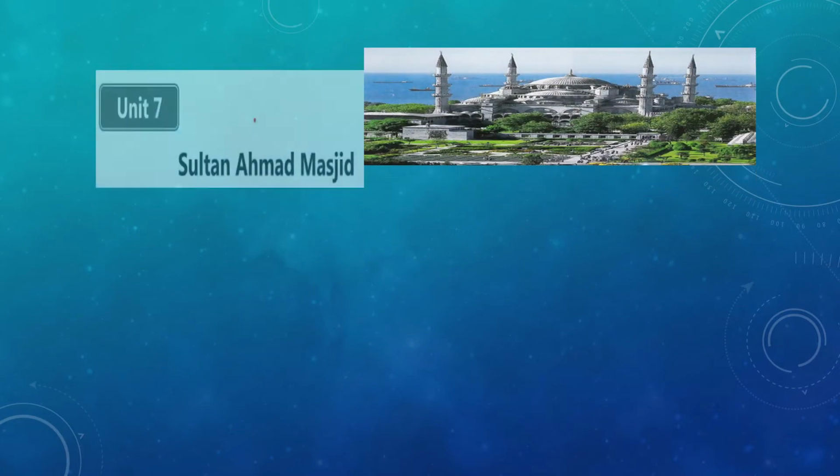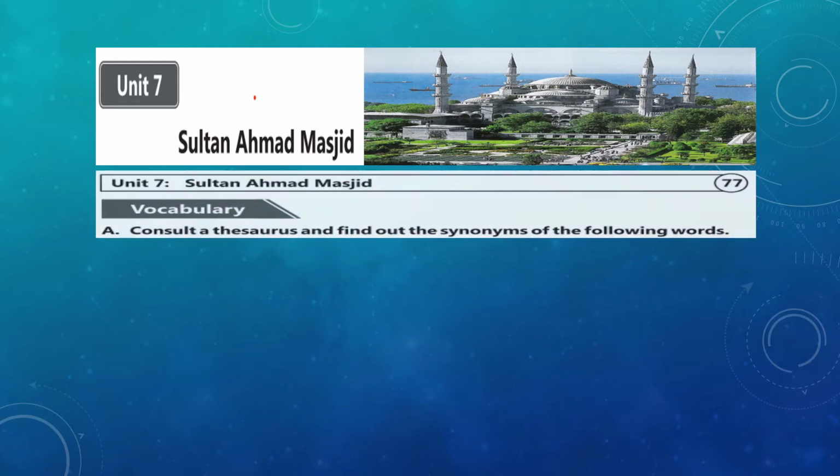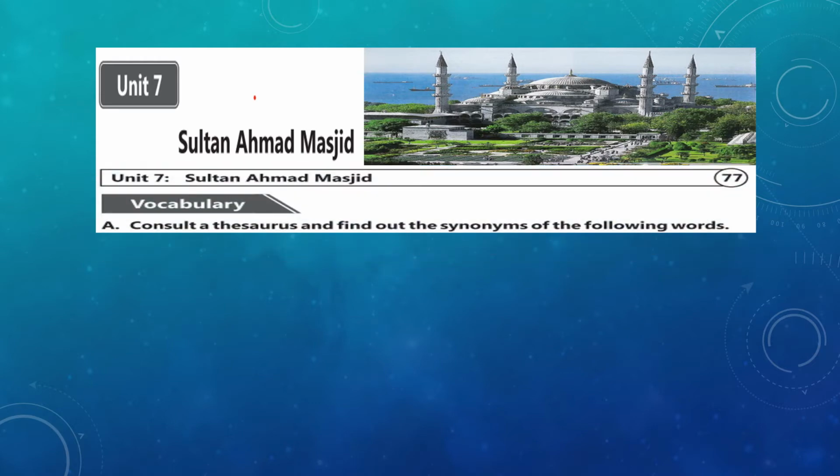The very first exercise of vocabulary on page number 77 is consult a thesaurus and find out the synonyms of the following words. Well, dear students, as you all know, such exercises are very important because C part of your objective paper is often set from these types of exercises. So you will have to do them very carefully. In this exercise, I am going to provide you one or two synonyms of each given word, but I would suggest you to look for more related synonyms in your thesaurus or on internet.